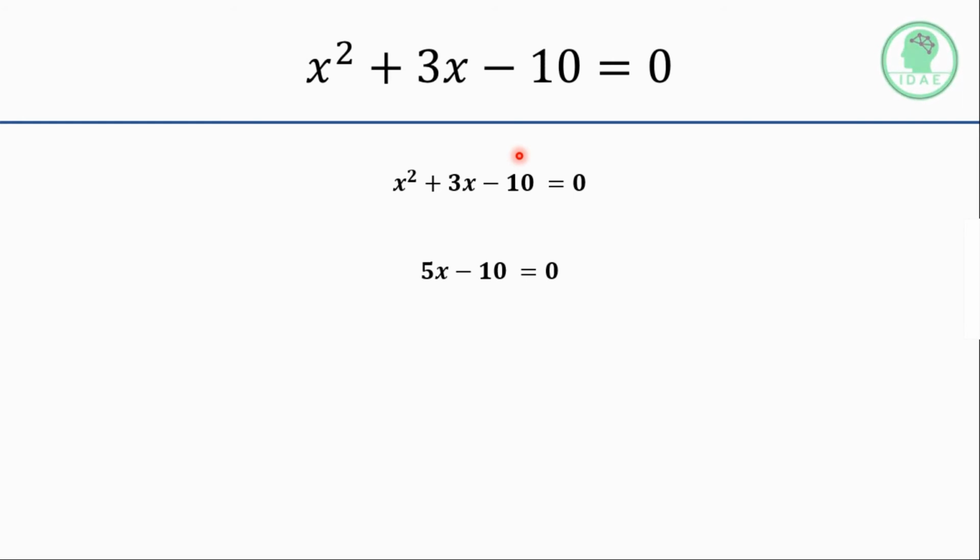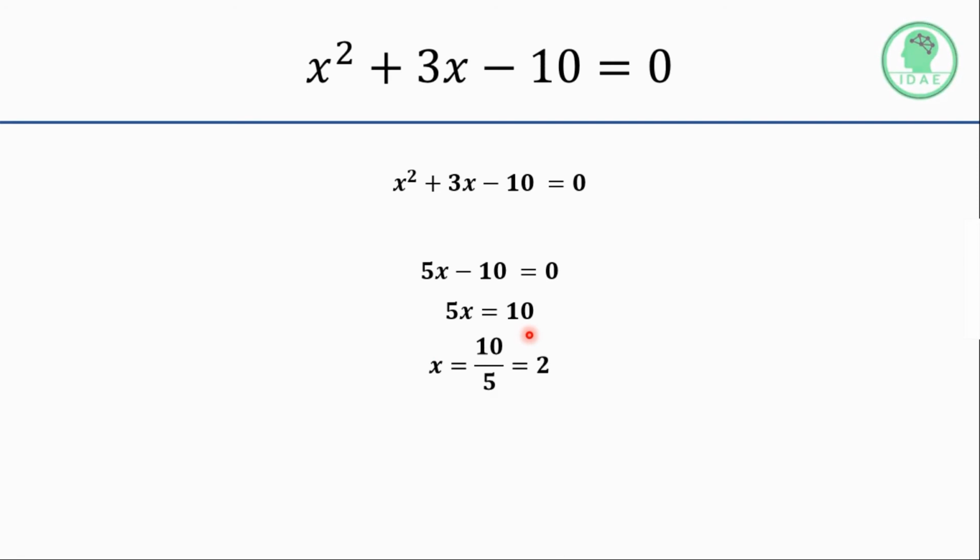And solving this linear equation is pretty straightforward. We just add 10 to both sides, we get 5x equals 10, and then we divide 5 from both sides, we get x equals 10 over 5, or x equals 2, right?